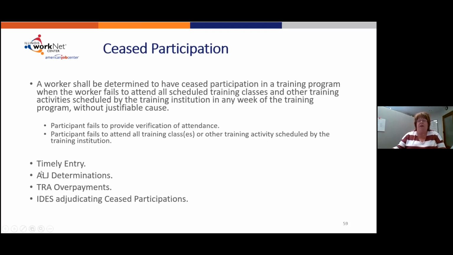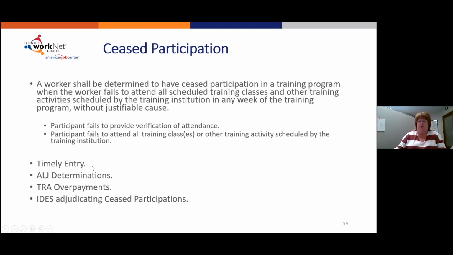So a ceased participation: the regulations state that a worker shall be determined to have ceased participation in a training program when the worker fails to attend all scheduled training classes and other training activities scheduled by the training institution in any week of the training program without justifiable cause. So basically, if a participant fails to provide verification of the attendance, or fails to attend the training classes as scheduled, those would require ceased participations to be entered.